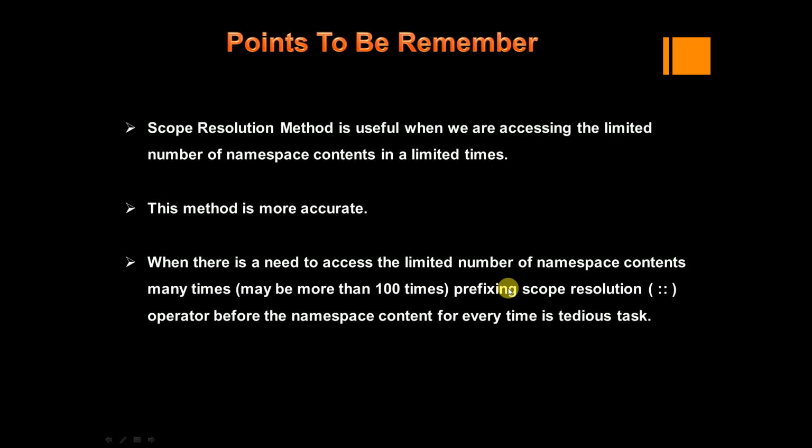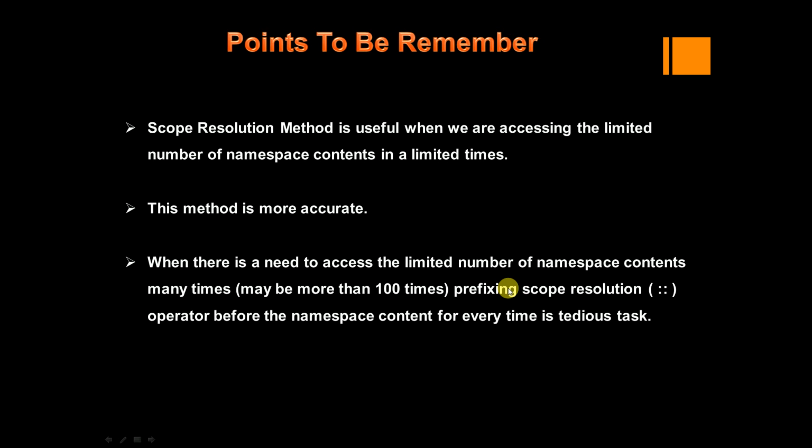Whatever you have given, you will get the same value only. If you are trying to access namespace 1 contents, it will give namespace 1 only. If you are trying to access namespace 2 contents, it will give namespace 2 only. So scope resolution is the most appropriate and most accurate method, which will give the proper values. We'll see why the using declaration and directive methods are not that accurate.